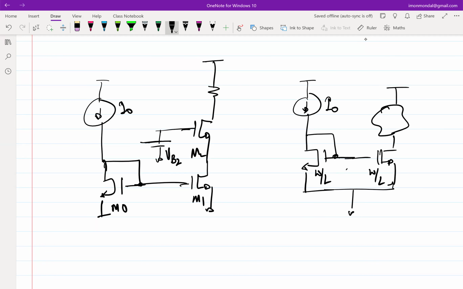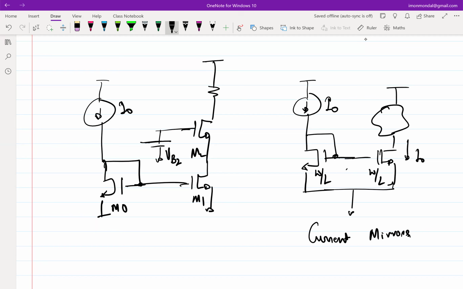It should be I naught, right? It should be identical because the VGSs are the same. If the VGSs are the same, and both transistors are in saturation, then both currents should be the same. So this type of configuration is called a current mirror. It's mirroring whatever is happening in one branch into another with regards to currents.